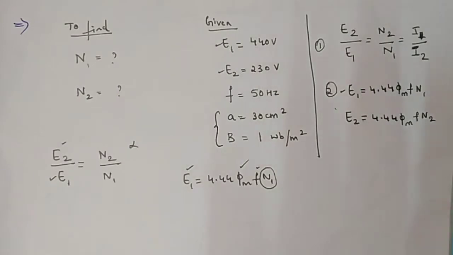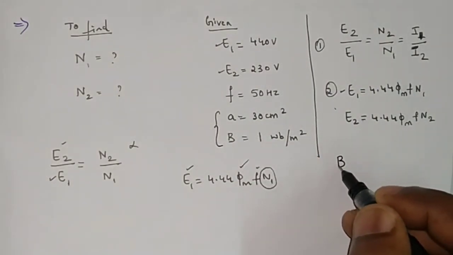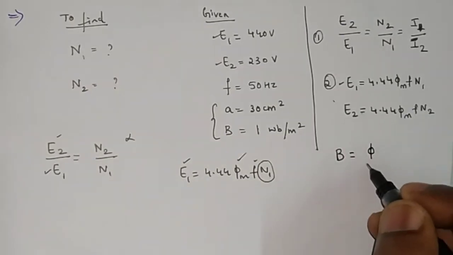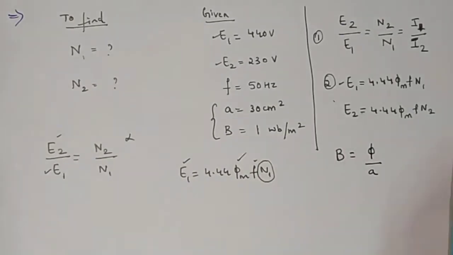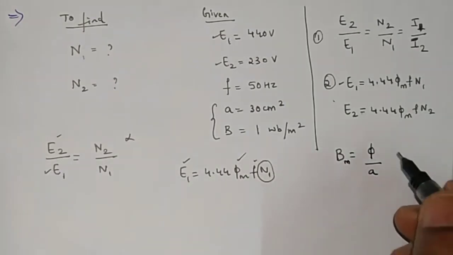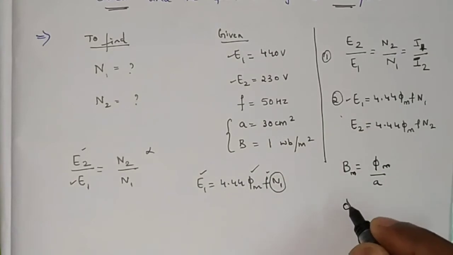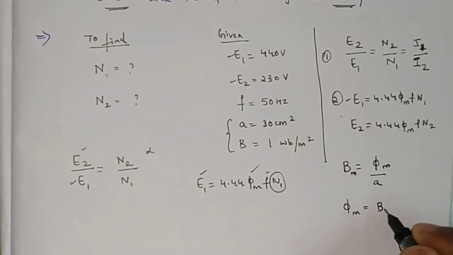So is there any formula for flux which has area and flux density? You know that flux density is nothing but flux divided by area. So if I want to find out maximum flux, this will be maximum flux density, this will be maximum flux. Now if I rearrange this, phi m is equal to flux density into area. This is what I will get.